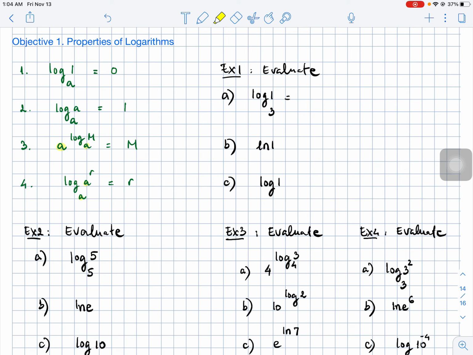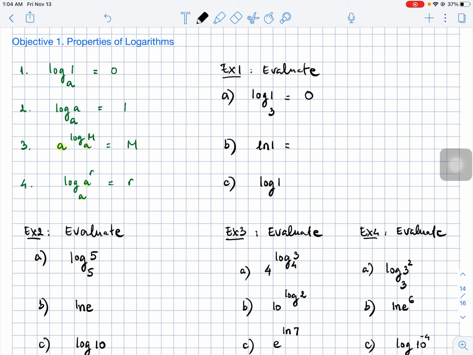Number 1, we will use property number 1. The reason why is that you have the argument 1, 1, and 1. So we will use property number 1. The base in part A is 3, so a is 3. But the answer is 0, because 3 to the power 0 equals 1.